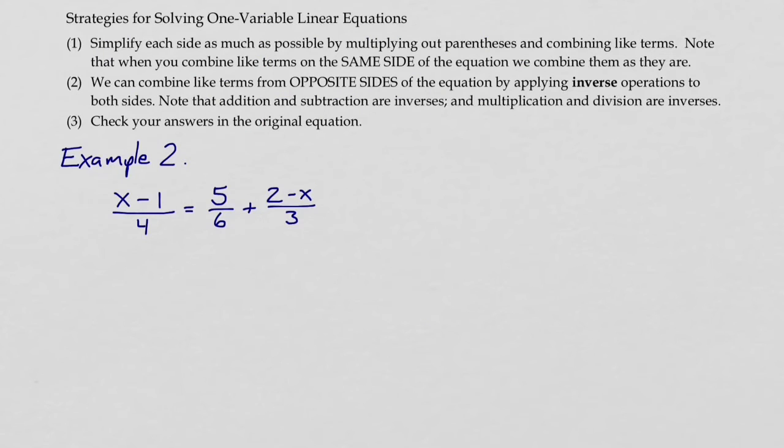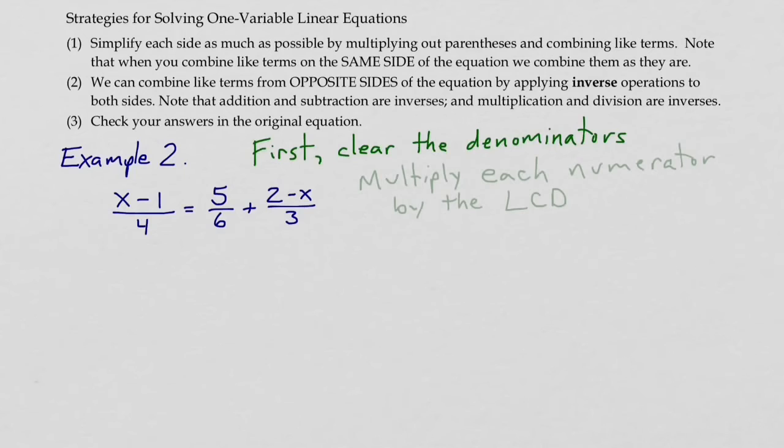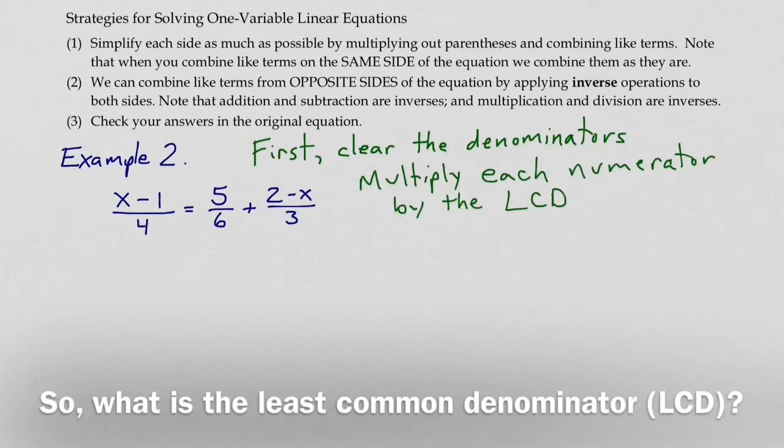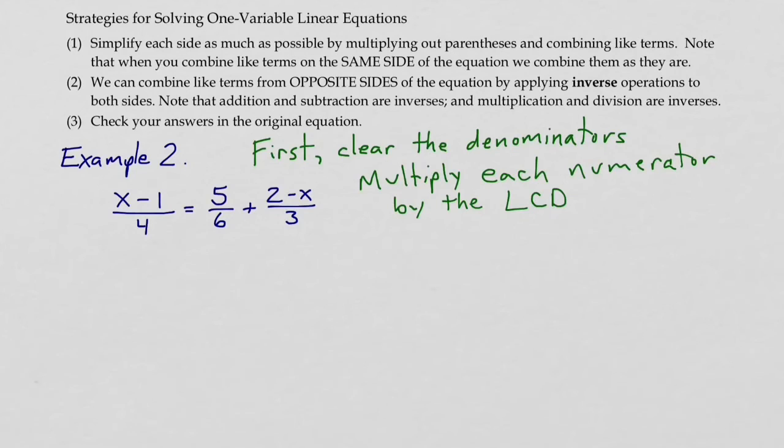In this second example, we have a slightly more complicated situation because there are fractions and denominators, and it would be a much simpler equation if we didn't have those. So what I'd like to do first, before we try to combine terms and solve for x, is clear the denominators. The best way to clear the denominators is to multiply each of the numerators by the least common denominator. In this case, looking at the denominators, we have a 4, a 6, and a 3, so the least common denominator is going to be 12.